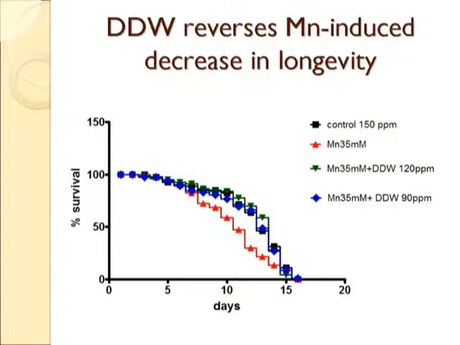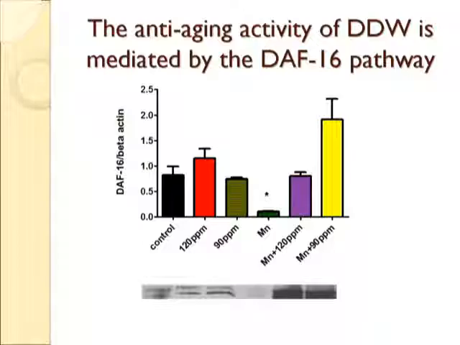So this was a very interesting result that we observed, and we decided to go deep to study the molecular pathway, what would be the mechanism. So we decided to look at DAF16 pathway once it's widely studied in C. elegans. So something interesting that we find was that manganese causes decrease in DAF16 levels, so that corroborates with the previous finding that we saw decreasing lifespan. And when we treated the worms with DDW alone, we didn't observe any alteration in DAF16, which maybe explains why by itself it doesn't increase longevity.